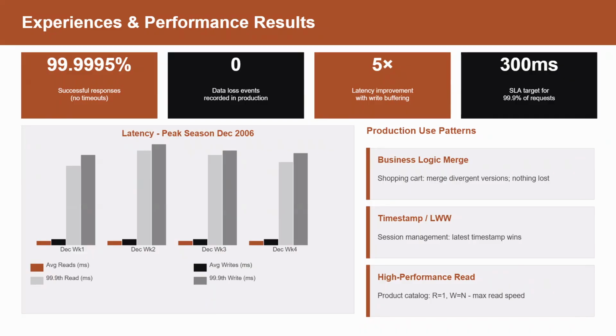The third number is 5 times faster latency. When write buffering was turned on, Dynamo stores writes in memory first, then writes to disk later. This made responses 5 times faster during peak traffic. The SLA target was 300 milliseconds. That's less than one third of a second for 99.9% of the requests. Dynamo hit this goal consistently.